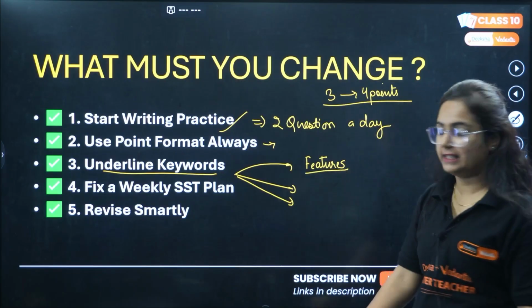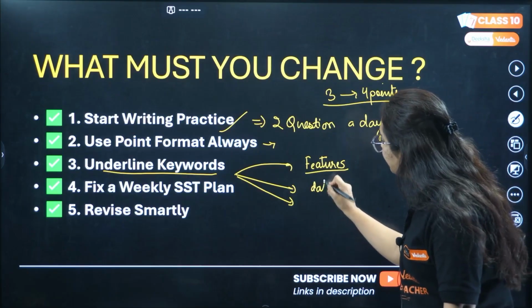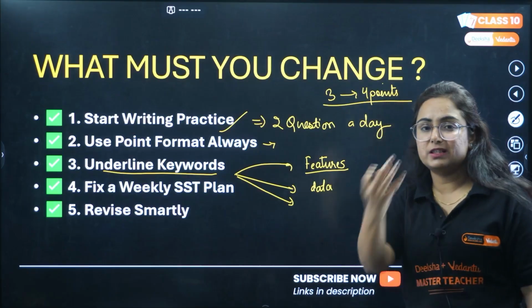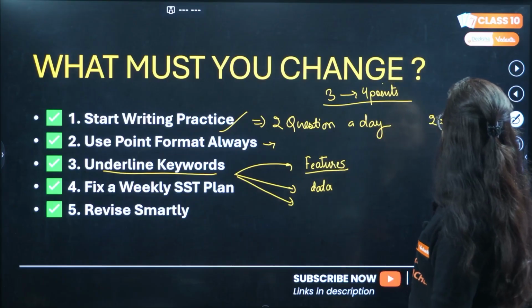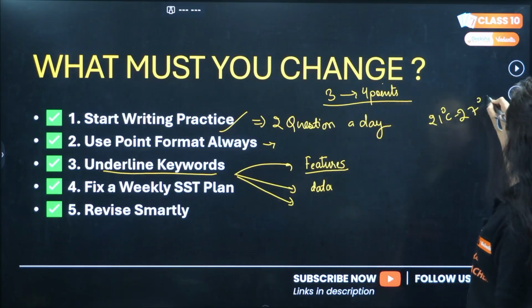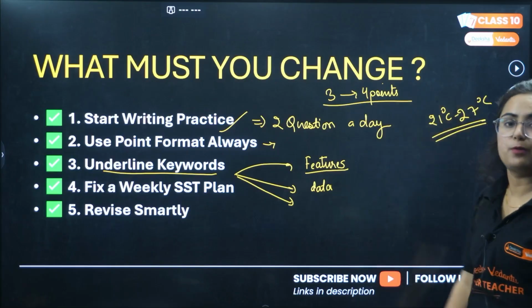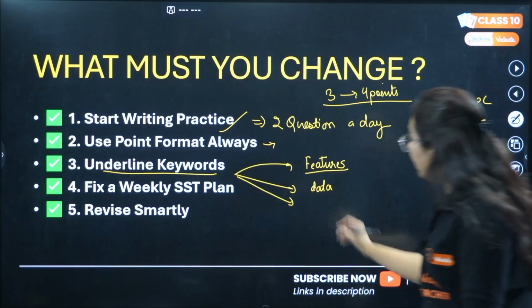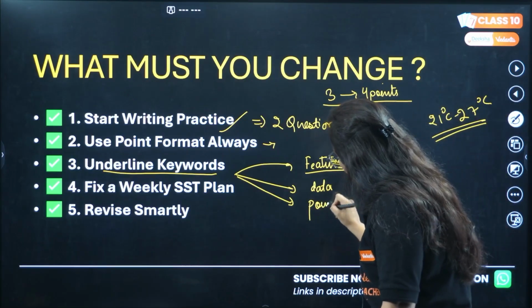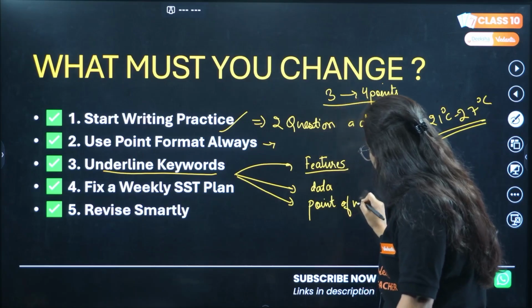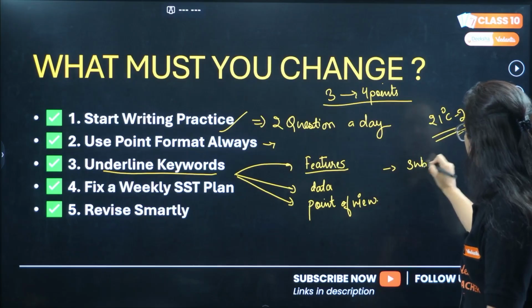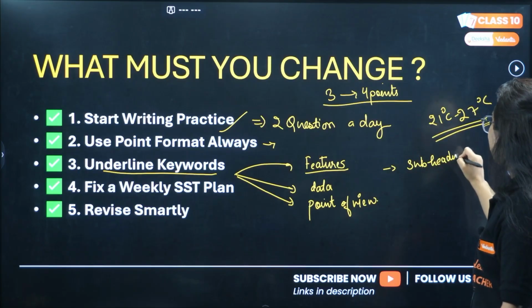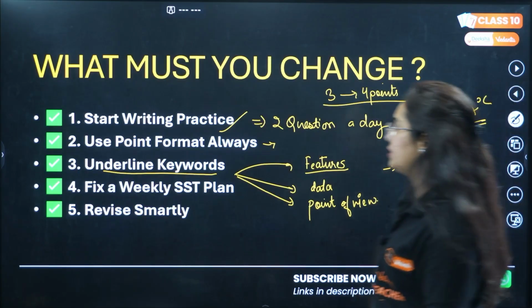You should underline them. If there is any data, like this crop grows in a soil or a temperature which requires 21 degrees Celsius to 27 degrees Celsius, underline this, it is important. Or any important point that you put in the answer, underline them, underline the subheadings also. This is what makes your answer show good presentation skill.